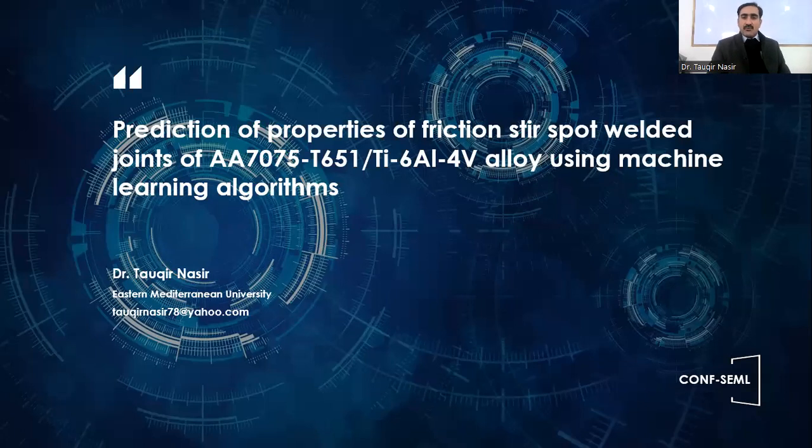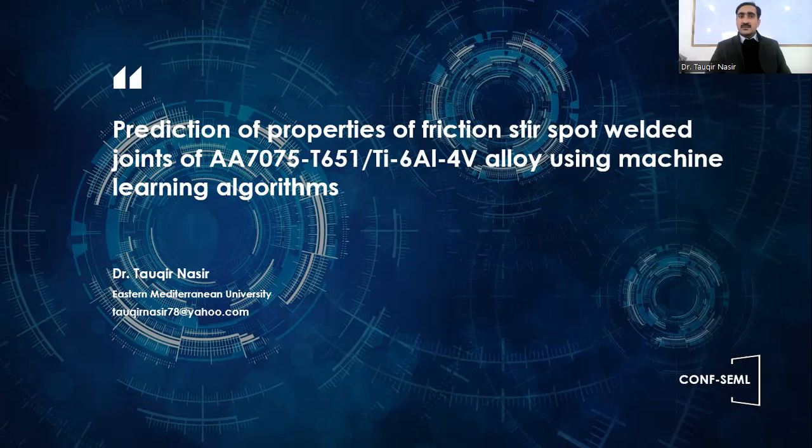So why do we have to use machine learning? Machine learning has been applied in many fields, like medical applications and forecasting the weather environments. Now, researchers are recently applying machine learning in manufacturing as well. So my idea was to use these machine learning algorithms in welding as well.